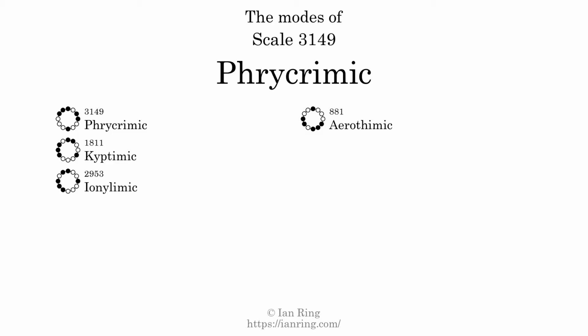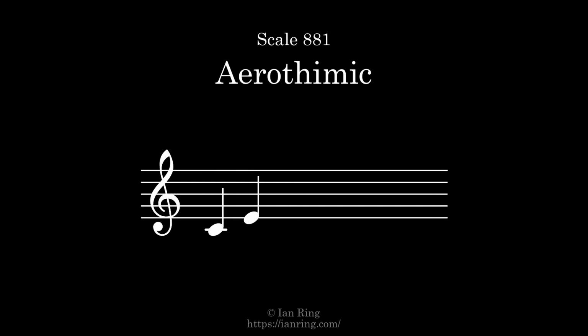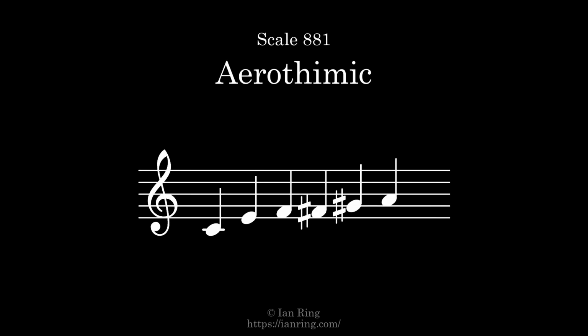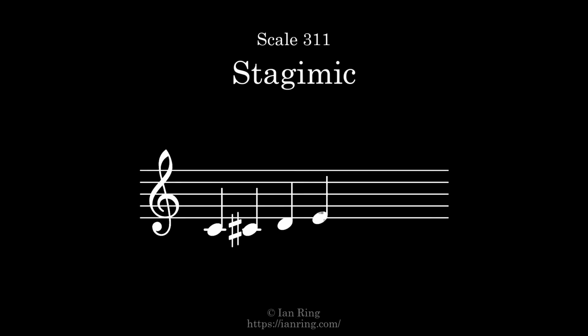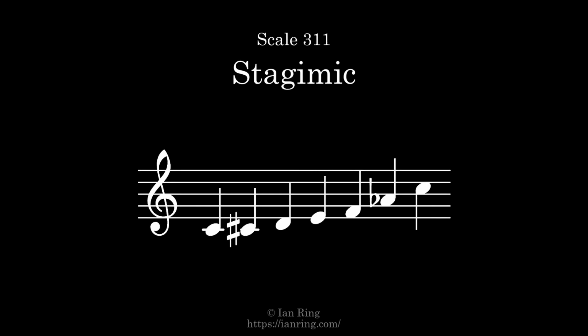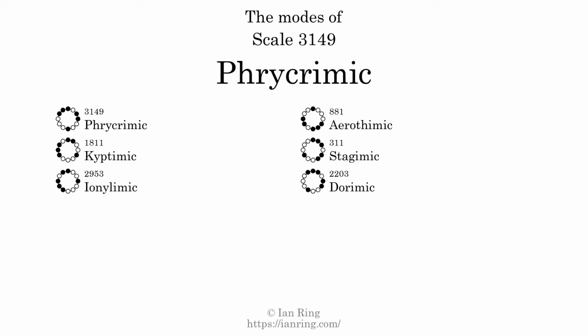The fourth mode is scale 881, also known as Arrhythmic. It sounds like this. The fifth mode is scale 311, also known as Phrycrimic. It sounds like this. The sixth and last mode is scale 2203, also known as Heteromorphisms. It sounds like this.